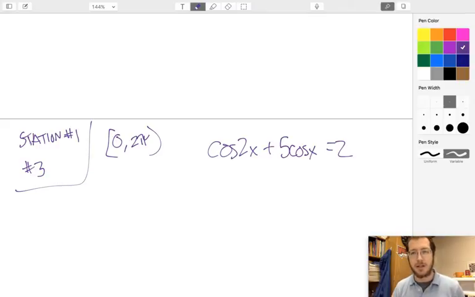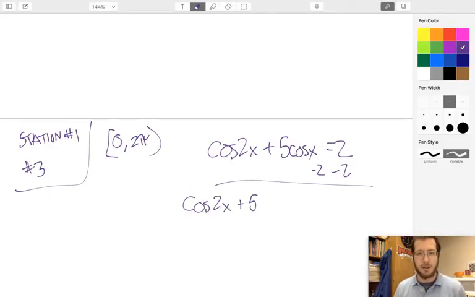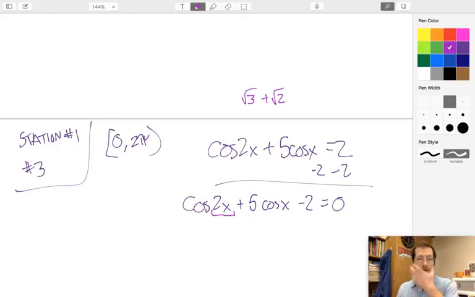All right, so we typically want 0 on the right side, so I'm going to subtract 2 in the first step. So cosine of 2x plus 5 cosine of x, take away 2, equals 0. The other thing I see is we've got this 2x here. These two will never be like terms if they don't have the same angle. Kind of like a root 3 plus a root 2. They're not like terms. We just can't combine them. It's like an x and a y. Okay, so until we get the same angle in there, we're not going to be able to factor. We're not going to be able to solve this. So let's go ahead and get rid of this double angle here.